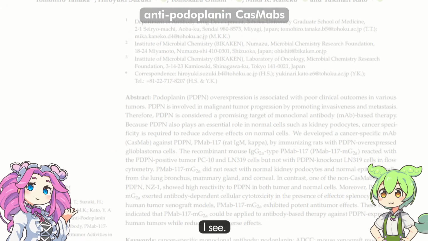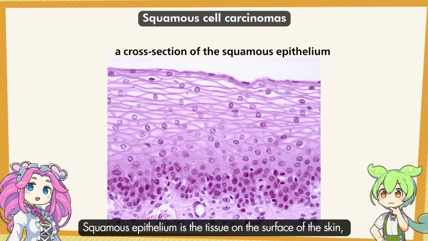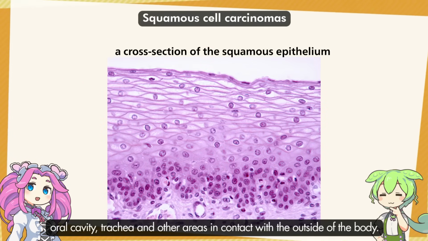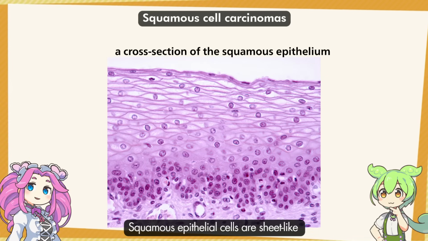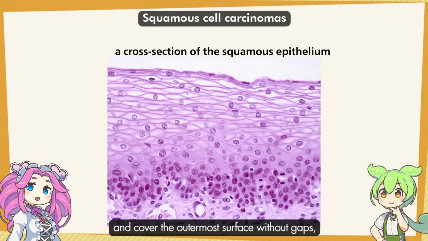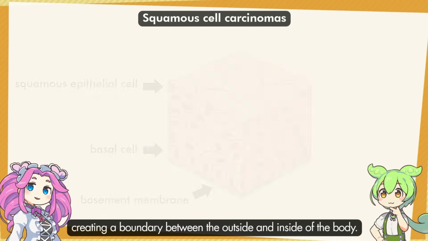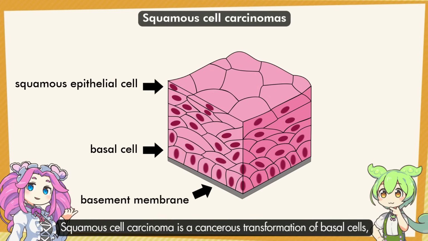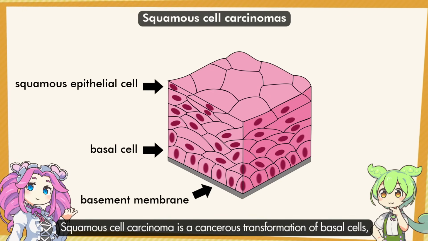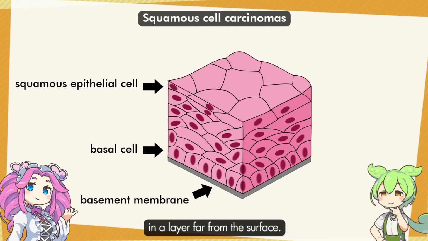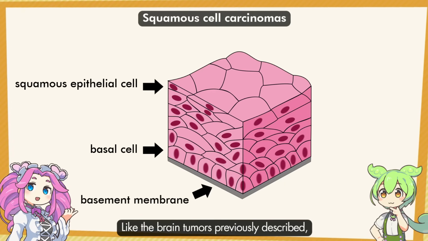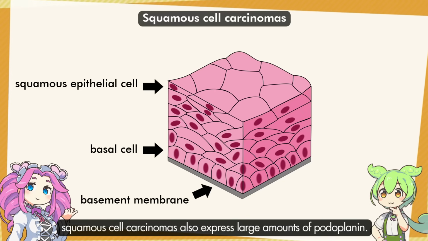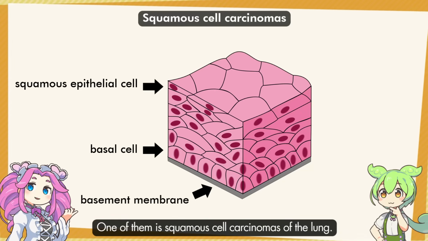I see. Squamous epithelium is the tissue on the surface of the skin, oral cavity, trachea, and other areas in contact with the outside of the body. Squamous epithelial cells are sheet-like and cover the outermost surface without gaps, creating a boundary between the outside and inside of the body. Squamous cell carcinoma is a cancerous transformation of basal cells, in a layer far from the surface. Like the brain tumors previously described, squamous cell carcinomas also express large amounts of podoplanin. One of them is squamous cell carcinomas of the lung.